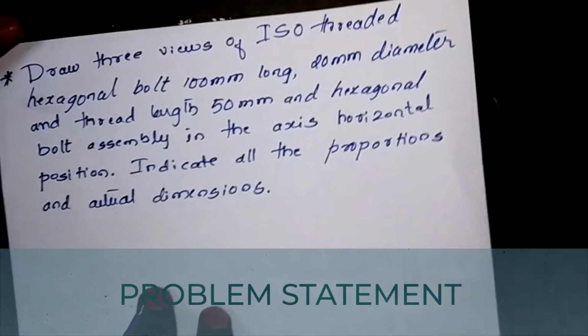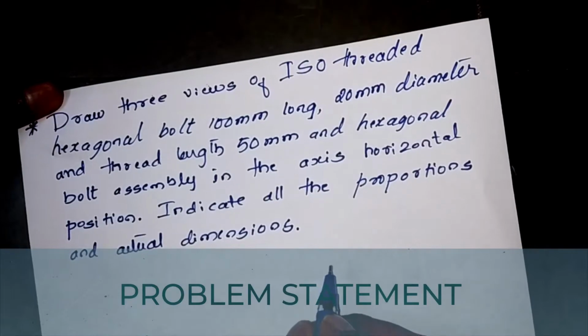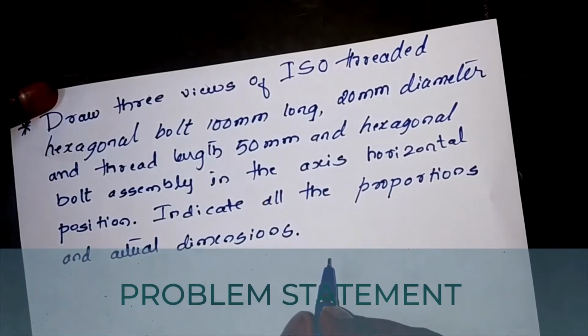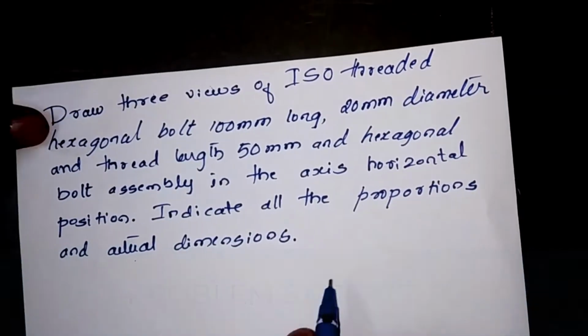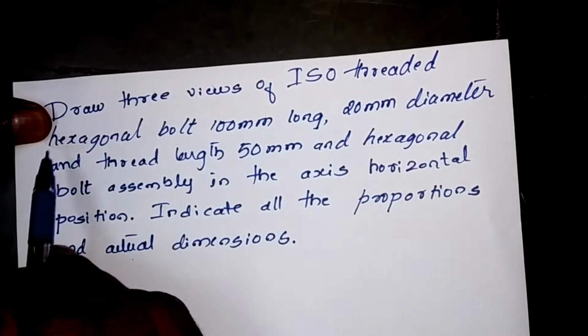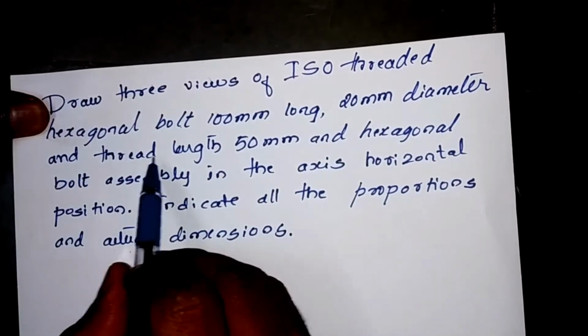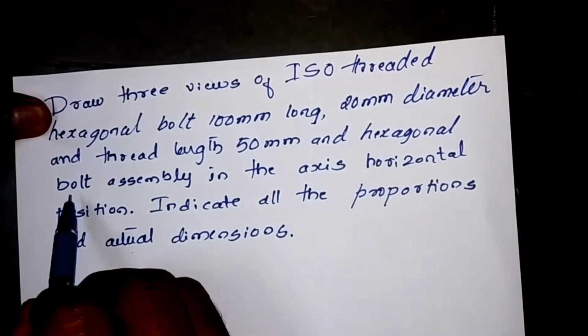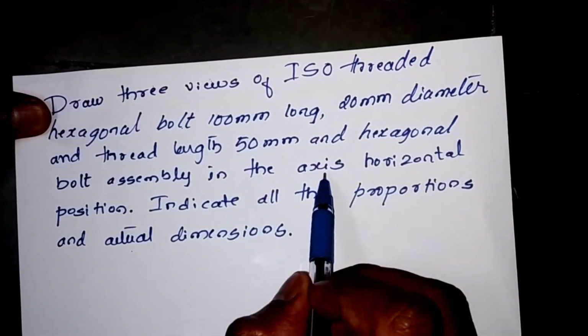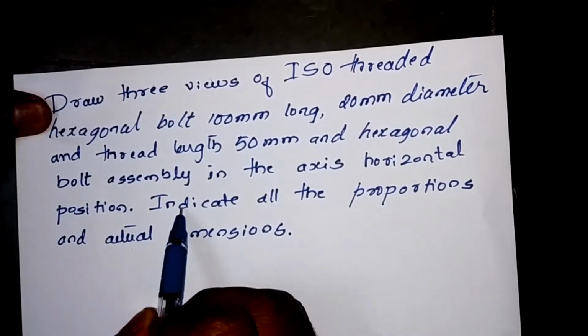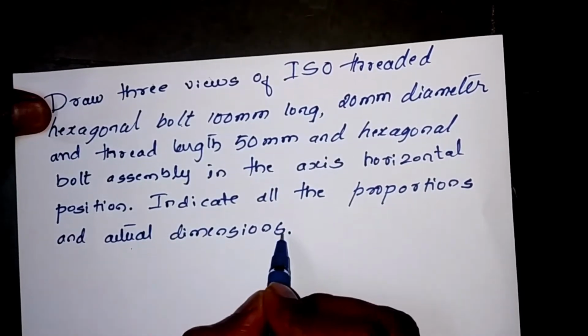In today's video we'll be understanding how to draw a hexagonal nut and bolt assembly. Okay, first I'll read out the problem. Draw 3 views of an ISO threaded hexagonal bolt 100 mm long, 20 mm diameter and thread length 50 mm, and hexagonal bolt assembly in the axis horizontal position. Indicate all the proportions and actual dimensions.